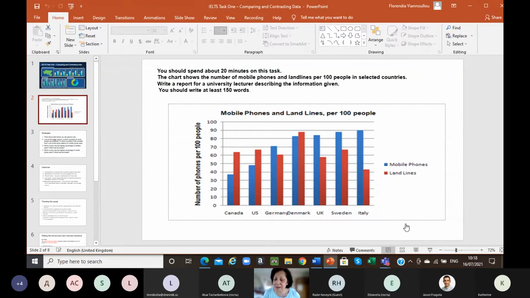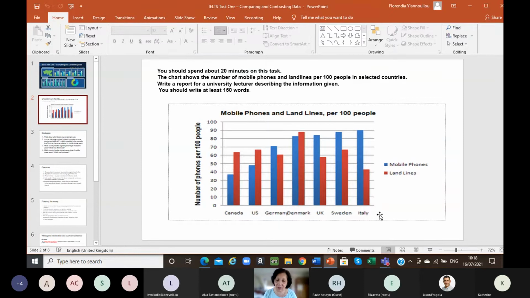You know what a comparative is? If you say China is bigger than Italy, what am I doing? Yeah, I'm comparing. I'm saying that China is a bigger country than Italy. So Italy has more mobile phones than the UK, for example. Yes. So Italy has more mobile phones.